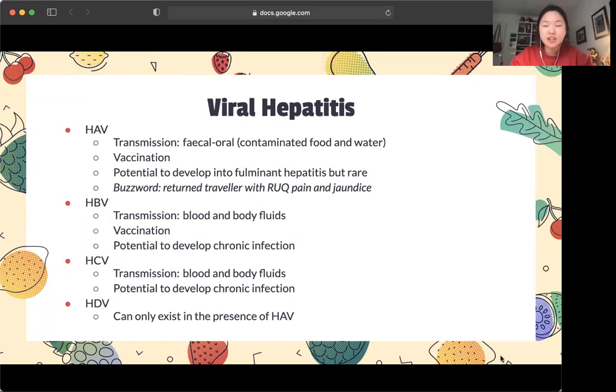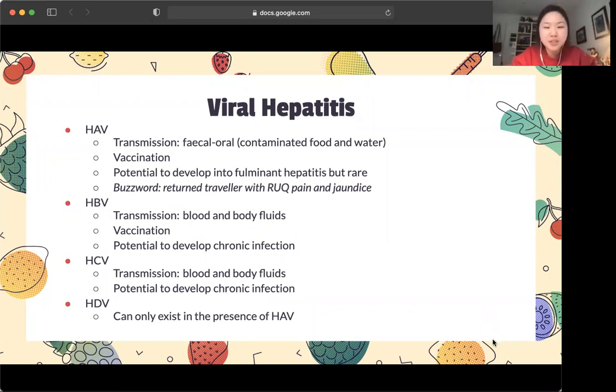Hepatitis A, transmission is fecal-oral route, so basically contaminated food and water. We do have a vaccination for this. There is a potential to develop into fulminant hepatitis, which is a very severe hepatitis, but it's very rare. Basically, your buzzword that you want to know is return traveler with right upper quadrant pain and jaundice, because we love buzzwords in med. So if you see this, think hepatitis A.